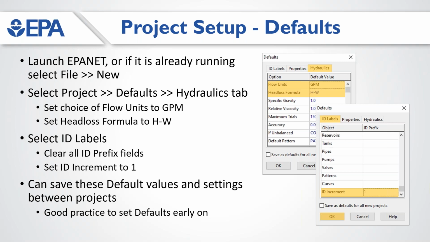Also, we will choose Hazen-Williams. It's abbreviated in the dropdown as H-W. We'll choose that for the head loss formula. And then under the ID labels tab, we will tell EPANET to automatically label new objects as they are added to the network with consecutive numbers starting from 1. And make sure all the ID prefix fields are empty and that the ID increment is set to 1. Now I'll show a short video of how to do this. Try to follow along and do it yourself in EPANET.